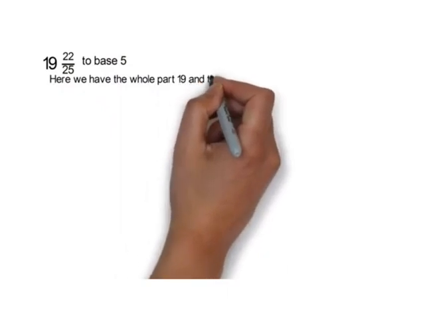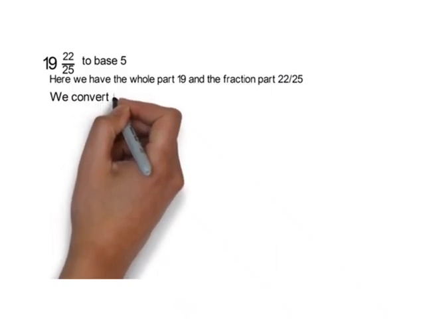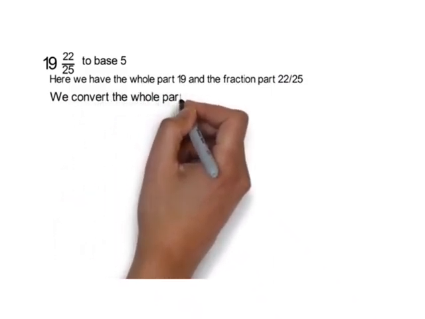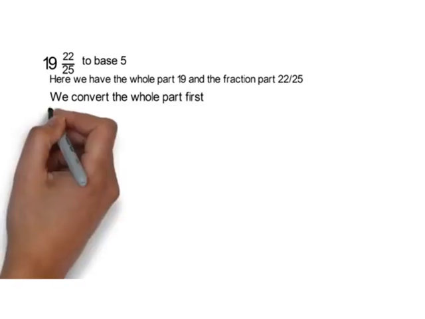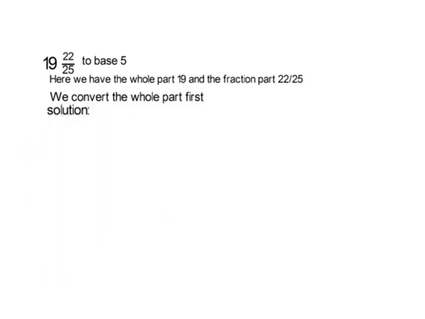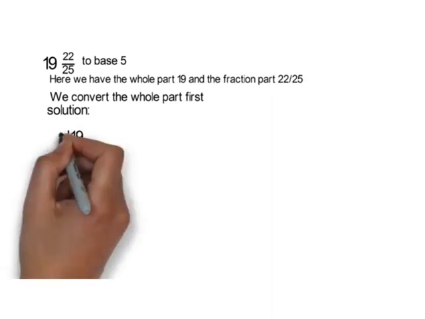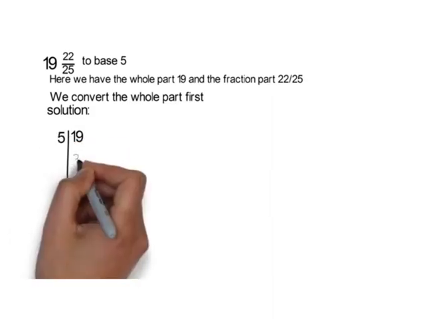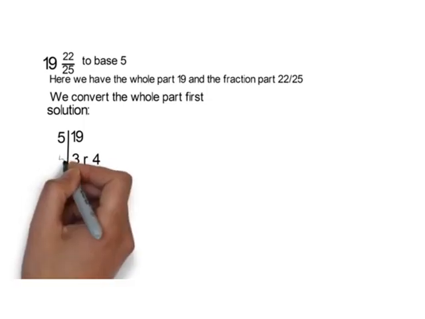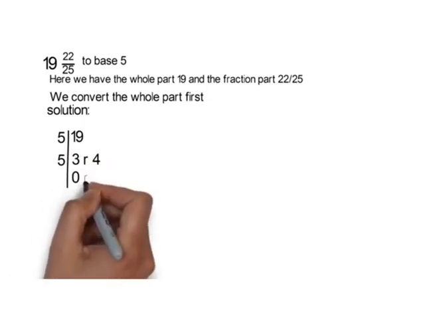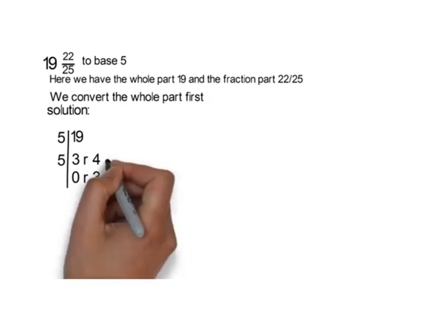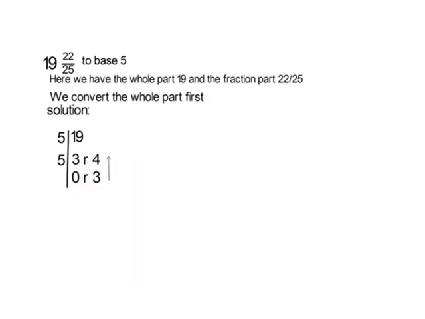So what do we do? Here we have whole part 19 and the fraction part 22 over 25. So we convert the whole part first, which is 19. So how do we convert 19 to base 5? You know our normal long division. Because this is the whole part, it is not a fraction part, so we have to do it the normal way we convert from base 10. So we divide 19 through by 5. So 5 in 19 will give me 3 remainder 4. 5 in 3 will give me 0 remainder 3. So I write out my answer from bottom up, so I have 34.